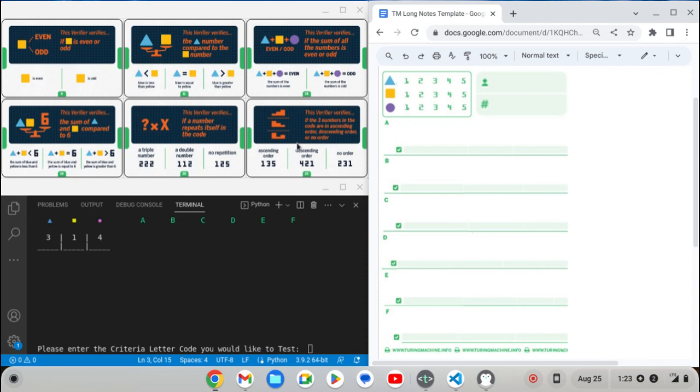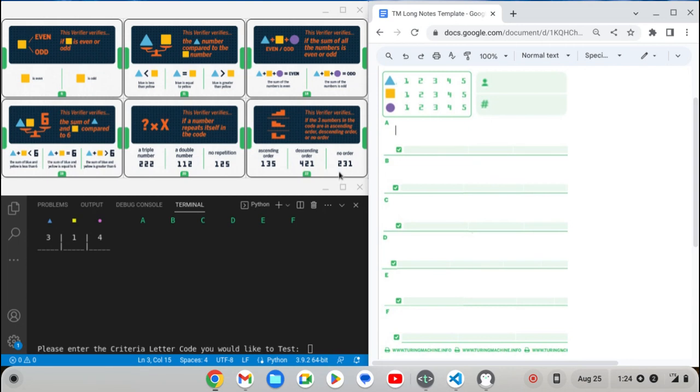And finally, criteria card F again looks at our 3-digit solution, and this time it'll let us know something about the ordering of the digits from triangle to square to circle. One of the cases is that they are in an ascending order, meaning that they're increasing, as in the example 135, or they could be in a descending order, where they're decreasing, as in the example 421, or alternatively, it could be that it has no order.